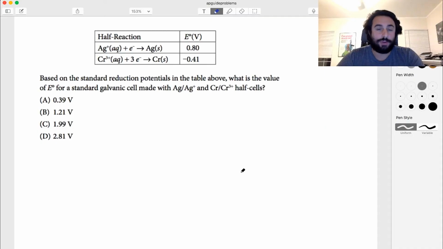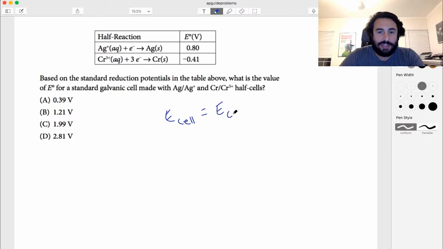Okay, so here we have a problem on electrochemistry. Based on the standard reduction potentials in the table above, what is the value of E cell? Right, we're looking for this value for a standard galvanic cell made with silver and chromium half cells. So we are given these half reactions. When silver plus is reduced, we get this 0.8, and when chromium 3 plus is reduced, we get this negative 0.41. So how do you get E cell?